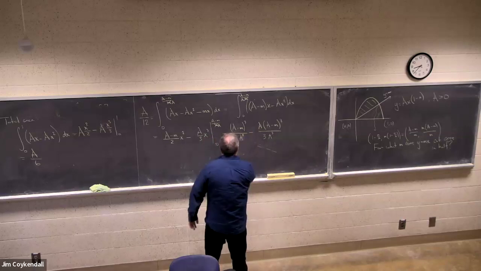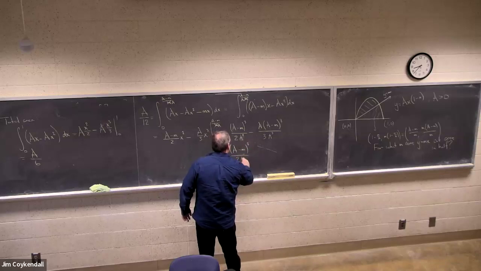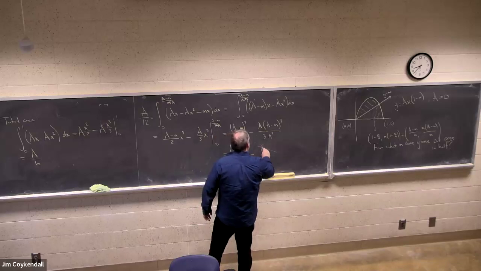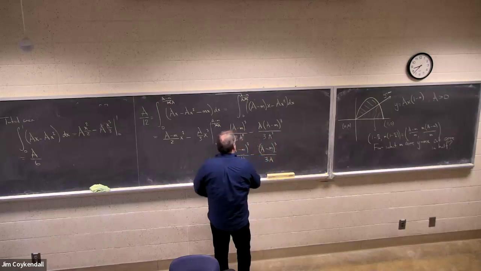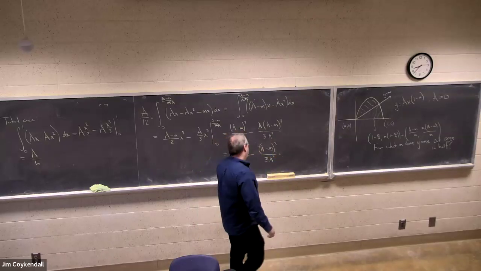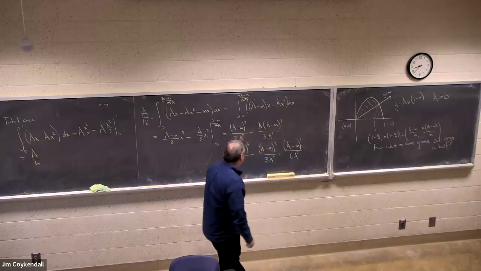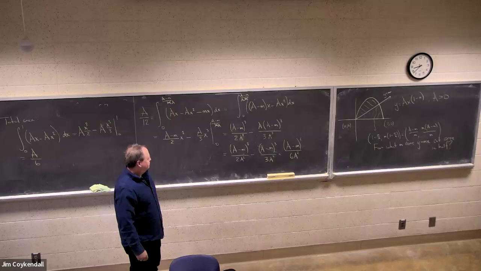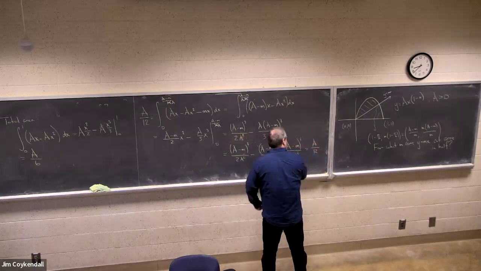This cancels. And this is a minus m cubed over two a squared minus a minus m cubed over three a squared. So you get that over six a squared. That's right. So this is a minus m cubed over six a squared. And remember, this was supposed to be a over 12. Right?